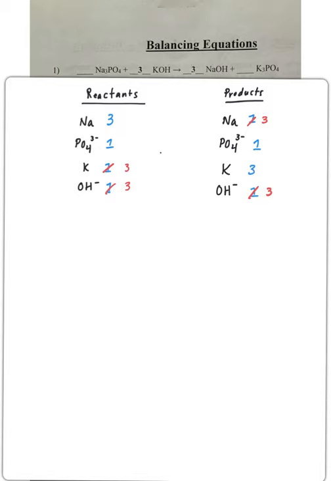Next, let's try a reaction that isn't already balanced. In the reaction of magnesium fluoride plus lithium carbonate to make magnesium carbonate and lithium fluoride, we'll make a list of all of the ions that we've got. We have magnesiums, fluorine, lithium, and carbonate. On the product side, we also have magnesium, we also have fluoride, we also have lithium and carbonate.